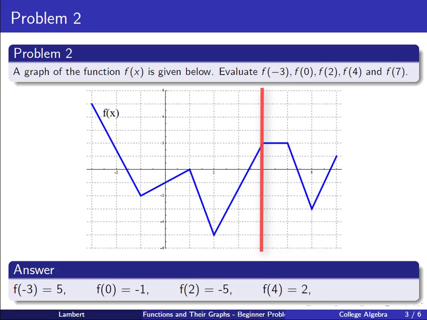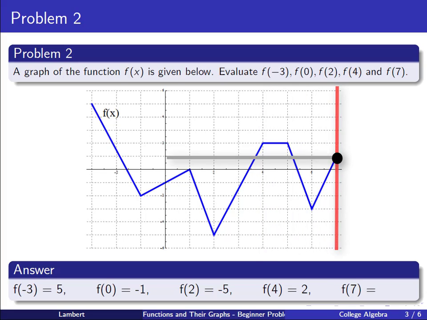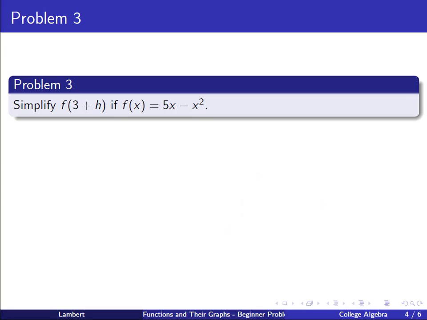And last but not least, we have f of 7. So we go where x equals 7, cross that over to the y-axis, and notice we get 1 as the coordinate. So obviously the coordinate (7, 1) would have a y value of 1, and so f of 7 actually equals 1, because each of these correspond to our y values. So moving forward, we have our next problem.